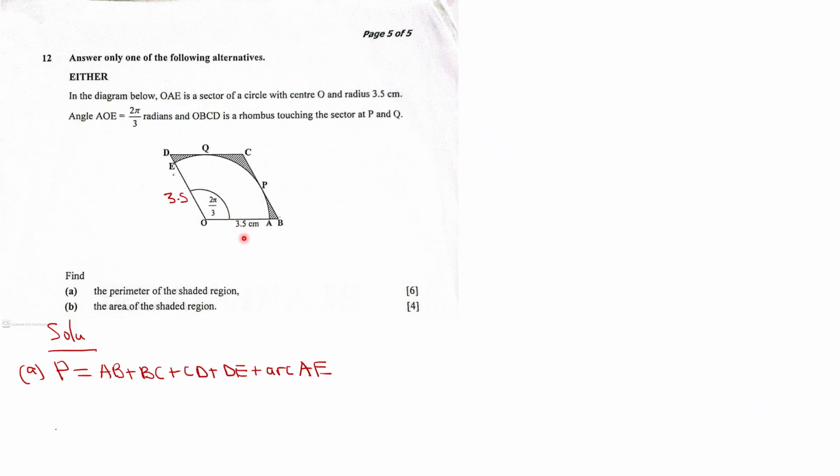The length of the rhombus, because all the sides are equal. We need to find AB. Immediately we find AB, it means we have found DE also. Then the third thing that we are going to calculate is the length of the arc AE. So that's pretty much the question, or the formula for the perimeter. We have explained it. Now let's go ahead and calculate the length of the rhombus.